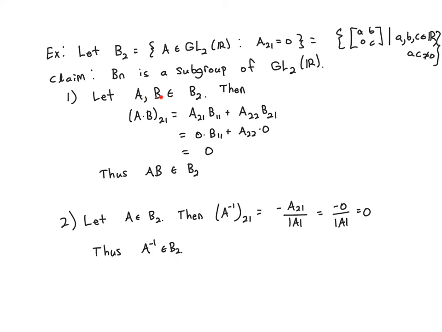So we are closed under multiplication and we are closed under inversion. And again, if you want full credit, you would probably include those sentences, that thus B2 is closed under inversion. So B2 is a subgroup of GL2R, like we claimed, and the proof is complete.